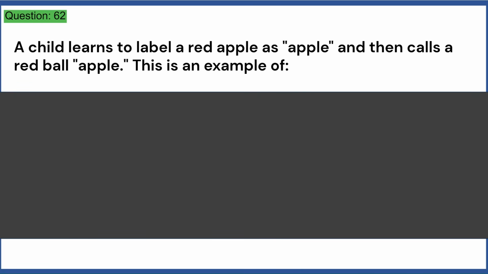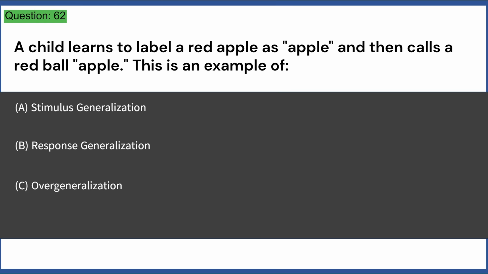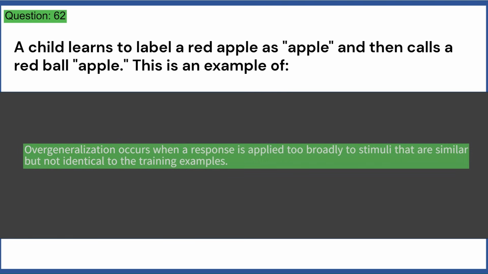A child learns to label a red apple as apple and then calls a red ball apple. This is an example of A. Stimulus generalization, B. Response generalization, C. Overgeneralization, D. Discrimination. Answer C. Overgeneralization occurs when a response is applied too broadly to stimuli that are similar but not identical to the training examples.